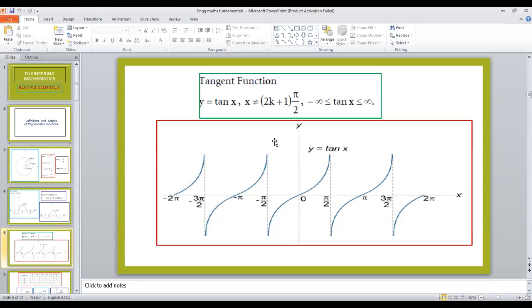Now the third one is the tangent function. So y is equal to tan x. It is also a function, but we can express it in the form of a signal.